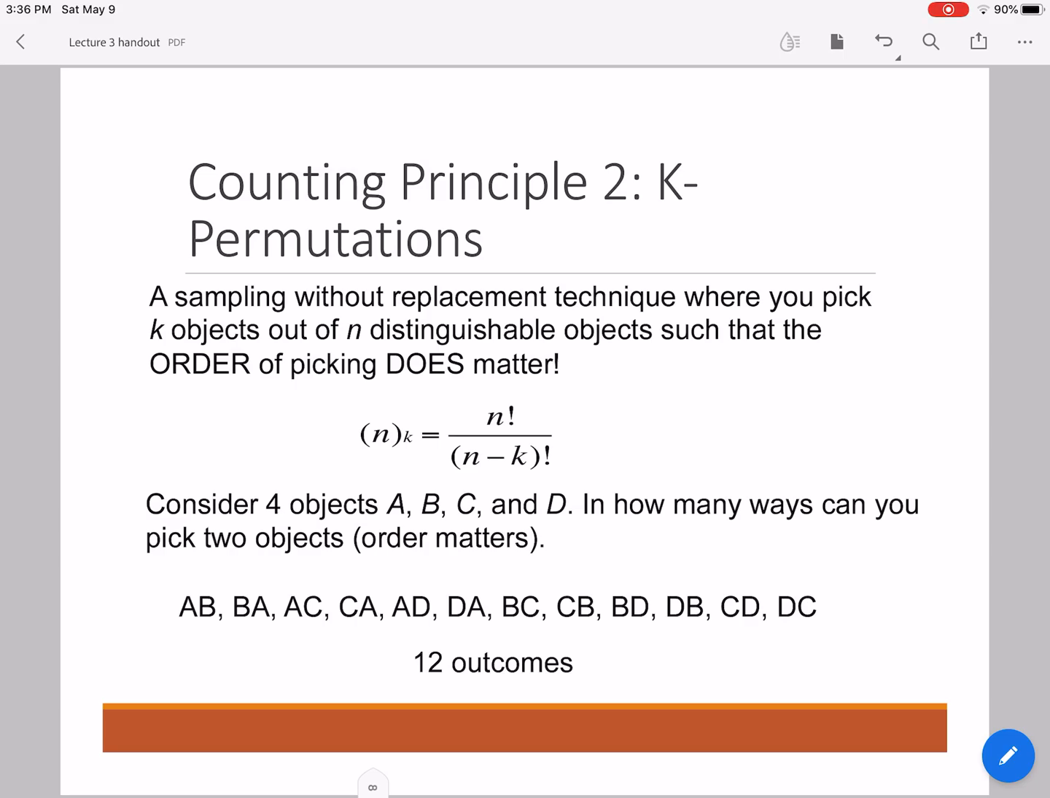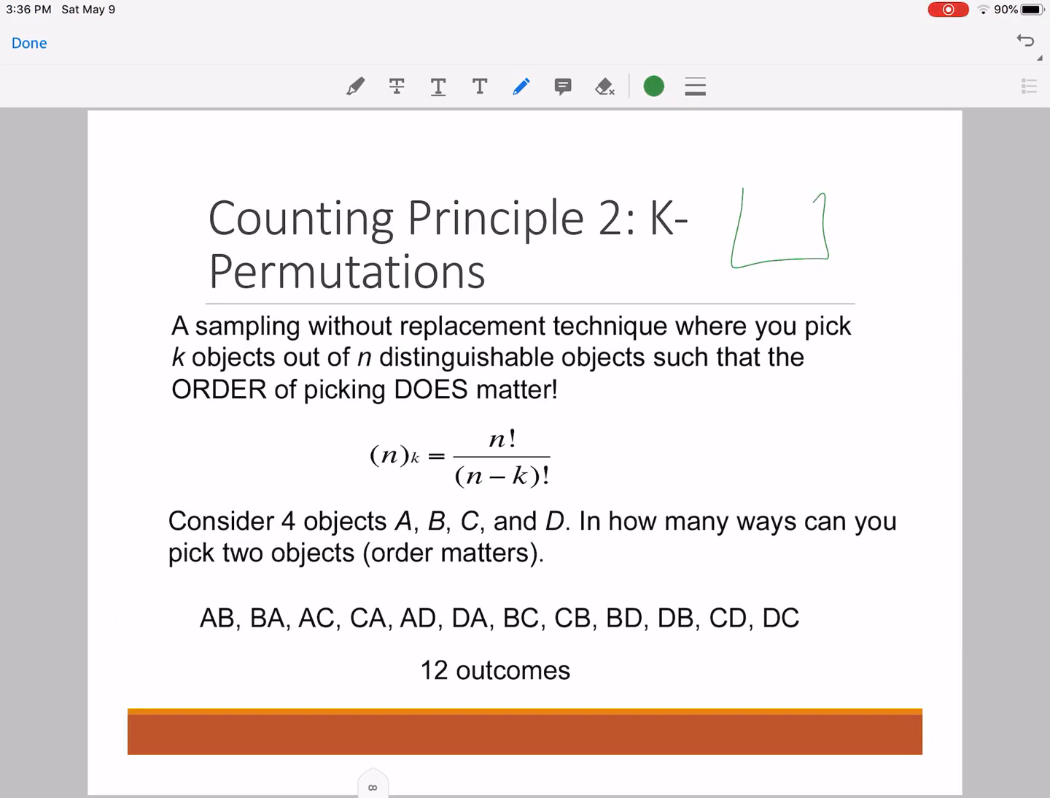Let's assume that you have a box that has n objects and you're picking out k objects out of it without replacement, without putting them back, and you're picking k objects such that order does matter. For example, consider that the box contains these 4 objects, A, B, C, and D. In how many ways can you pick 2 objects such that order matters? I can pick it as AB, then I can pick it as BA. Now, because order matters, AB and BA are distinct. Similarly, AC, CA, AD, DA, BC, CB, and so on. It gives me 12 outcomes.